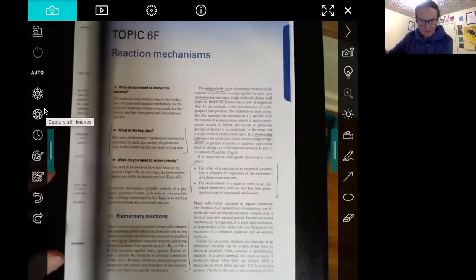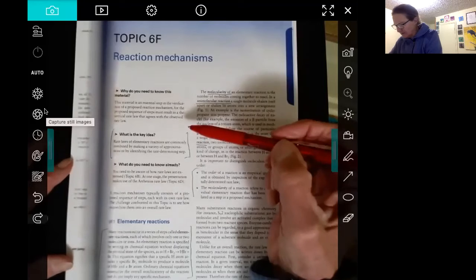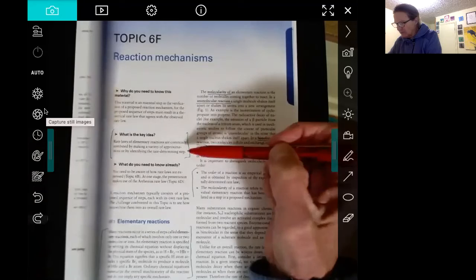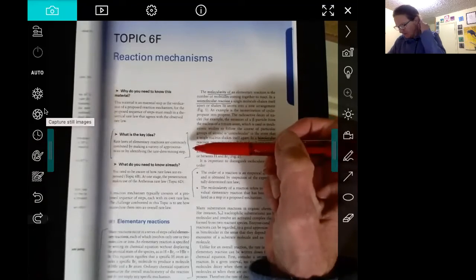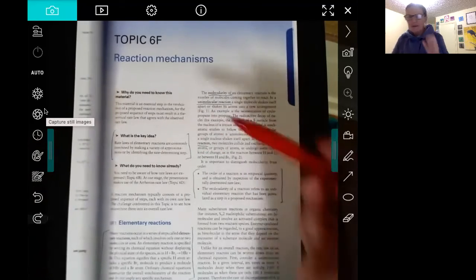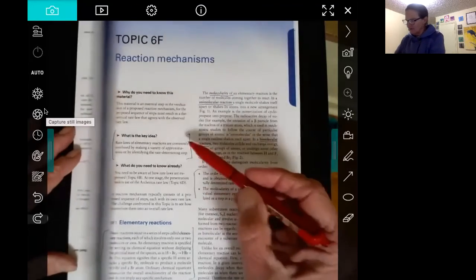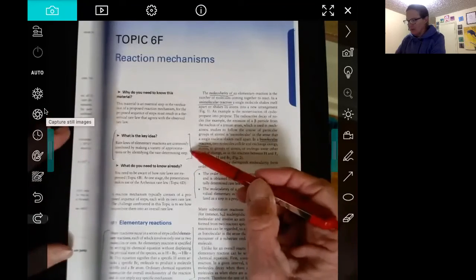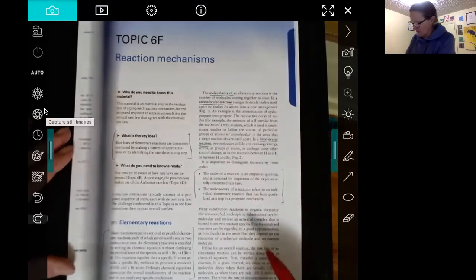So some new stuff. The key idea is that the rate laws of elementary reactions are commonly combined by making a variety of approximations or by identifying the rate determining step. Another thing you can do instead of making these two approximations is do a numerical integration, which is what you'll do on Mathematica in your lab on Thursday.